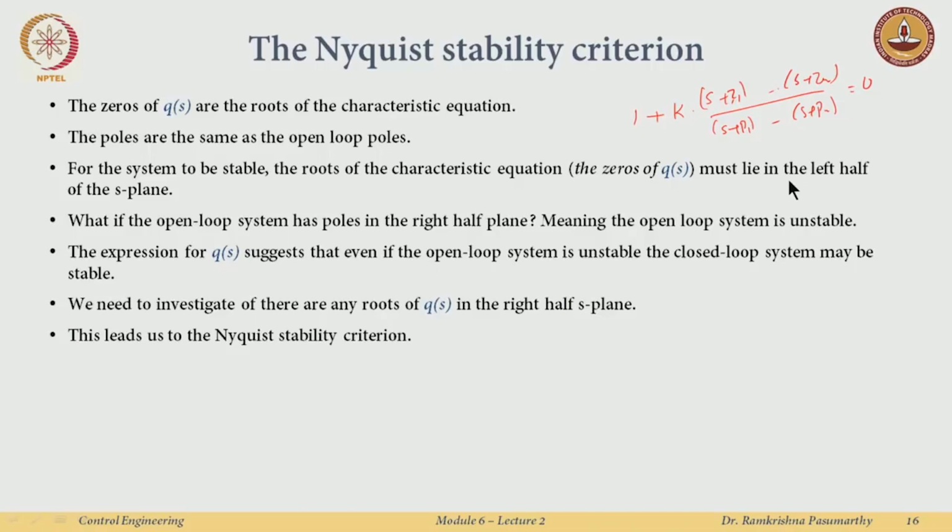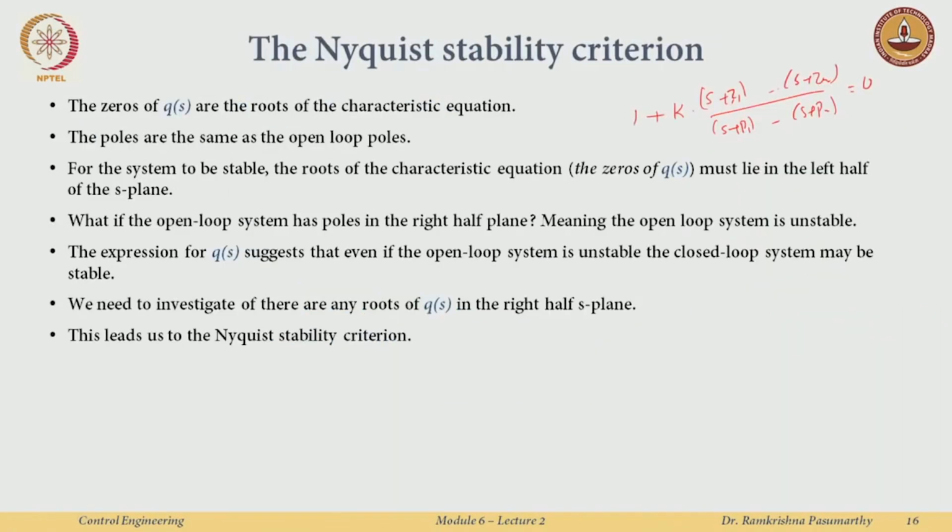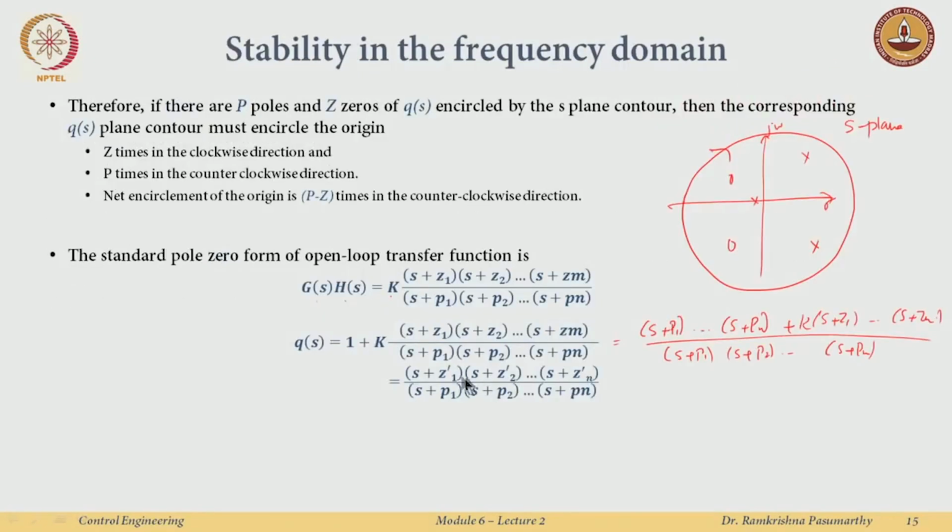Now, the roots of the characteristic equation turn out to be the zeros of this Q(S). If the term zeros is confusing, just leave it. You can just say the roots of the characteristic equation, nothing else. If it confuses you why I am interested in zeros, do not read that. It just so happens that these terms are in the numerator, and numerator terms we always call zeros.